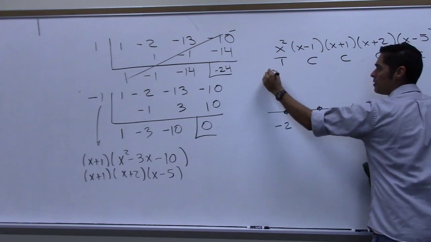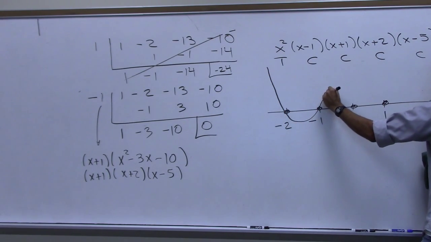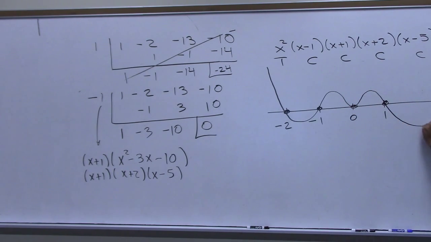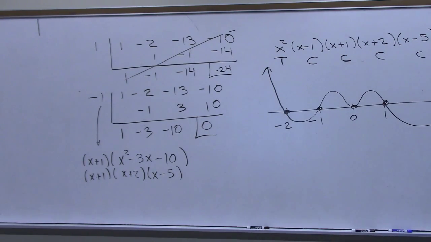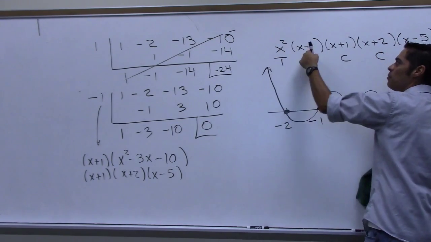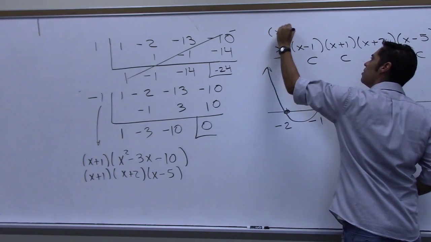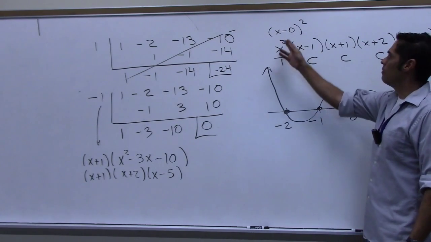So starting from the left side, it's going to go down. It's going to cross through. It's going to cross through. It's going to touch. It's going to cross through. It's going to cross through. That would be the general look of it. Yes? x squared is just going to be 0 then. Yes, because this factor right here always trips people up, because they want it to look like this, right? That is actually x minus 0 squared, isn't it?